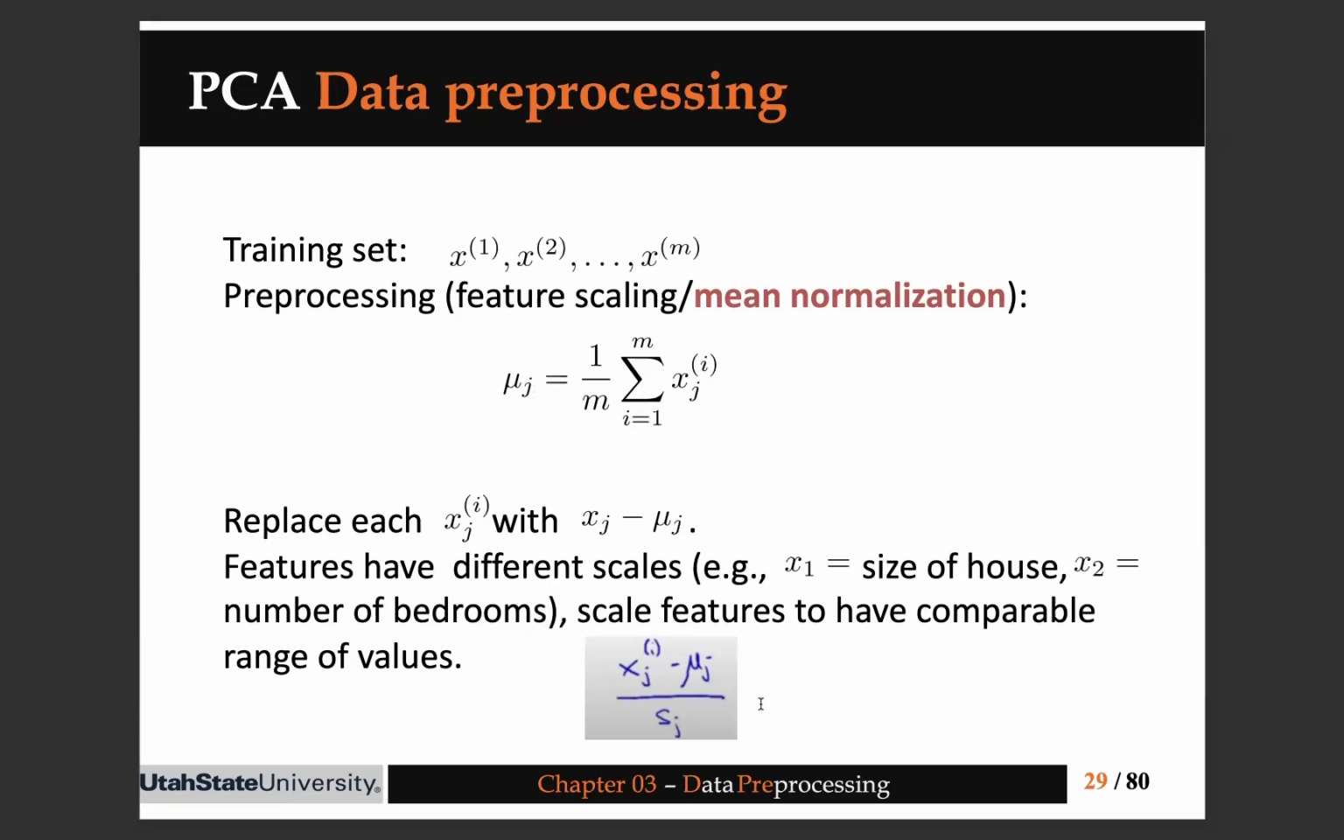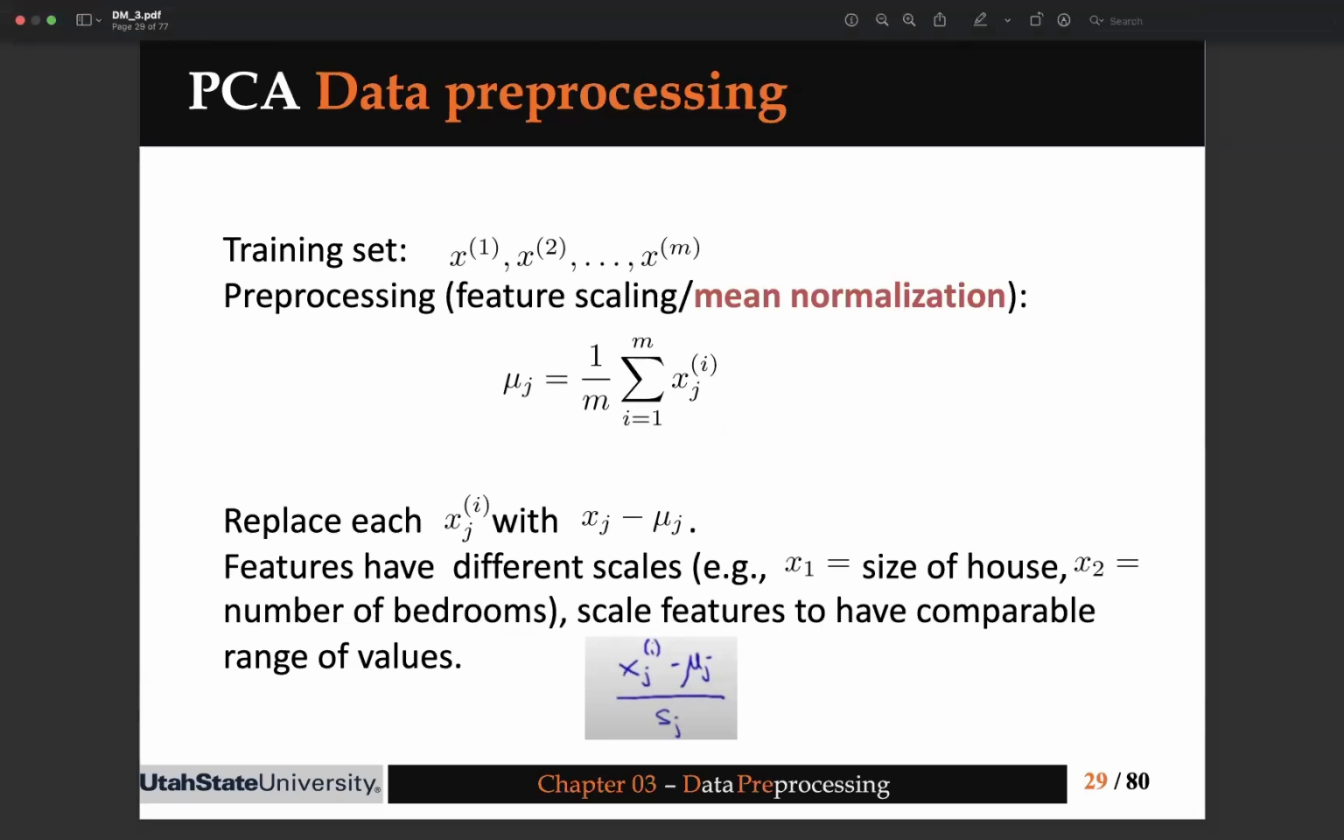For every single value, what we're going to do is take the value of that feature, xj, in that particular column, subtract the mean of that column from it, and divide by the standard deviation of that particular column. That way we're getting a new value, right? Which is a better representation and scaled value of that particular tuple for that dimension here.